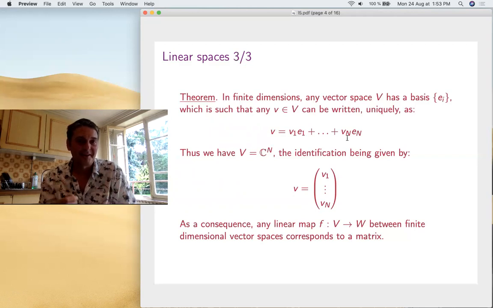So it's exactly as Cn. Having a vector v is the same thing as having a column vector in Cn. As a consequence, the linear maps between finite dimensional spaces are just linear maps between powers of Cn, so they are matrices, okay? So game over.